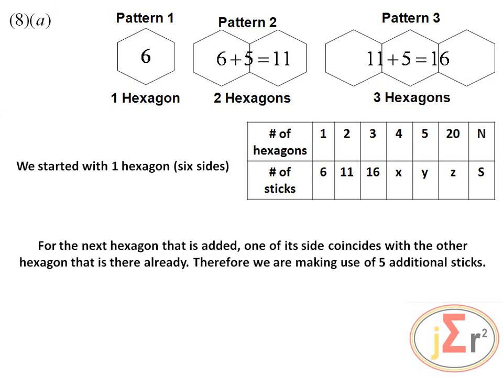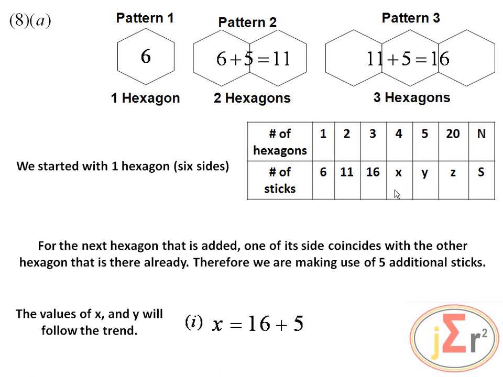So we have 6 plus 5 is equal to 11, and then 11 plus 5 is equal to 16. The values of x and y will follow the trend. So there is a trend that we need to follow. So if we have 6 plus 5 is 11, and 11 plus 5 is 16, then what about x? X is 16 plus 5, which is equal to 21. And what about y? Y is 21 plus 5, which is equal to 26. Lovely. Then what about z?